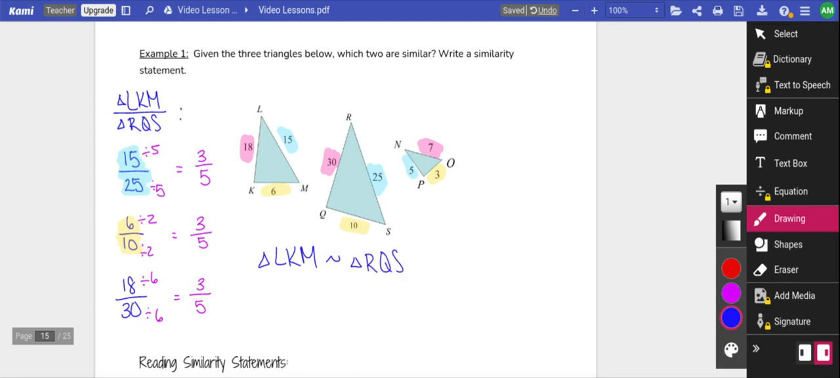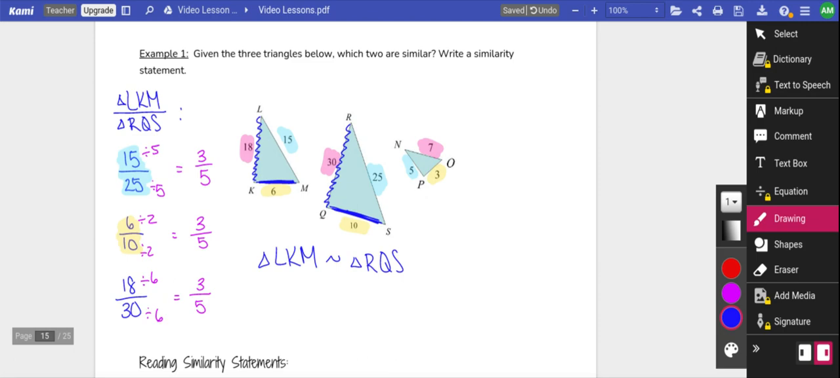Now, the way that we name them does matter. When I say LKM, I go from L to K and then over to M, so down the pink and across the yellow. And I would have to do the same thing, starting at R, down the pink and across the yellow to name them.